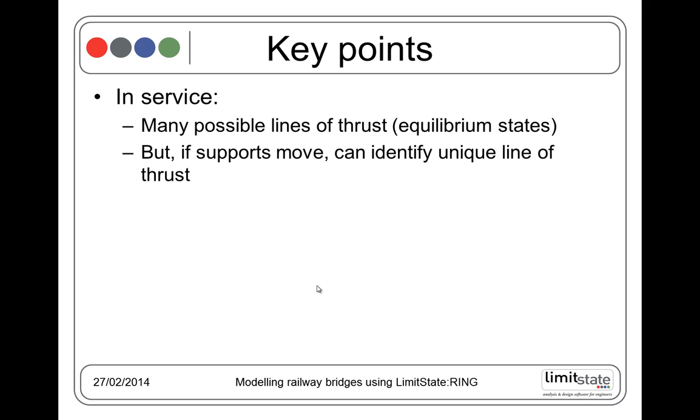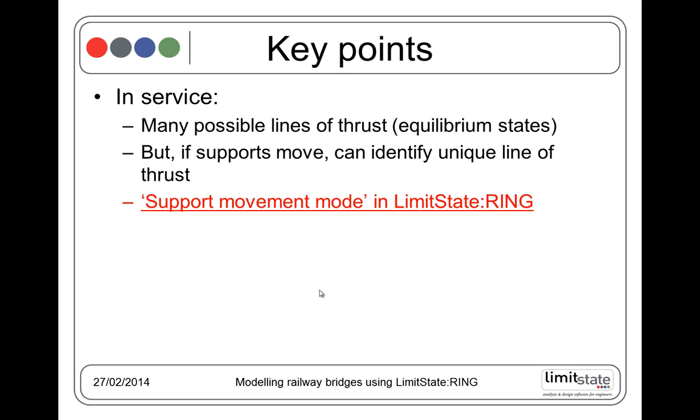And in actual fact, in LimitState Ring, we can do this very readily. There's a mode called support movement mode where we can, for example, move the supports of a single span bridge outwards. So we end up with a three hinge arch. We can then apply loads and see how those hinges move around under the action of that service load.